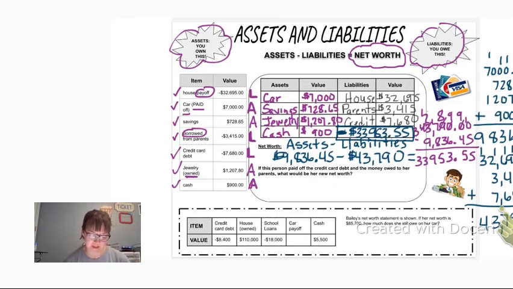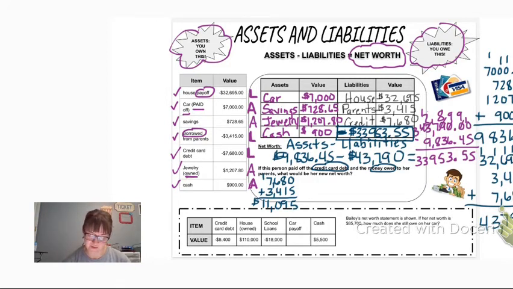So then it says if this person paid off the credit card debt and the money owed to her parents, what would be her new net worth? So let's add those together. Her credit card debt was $7,680. She owes her parents $3,415. So if she paid those off, that's $11,095.